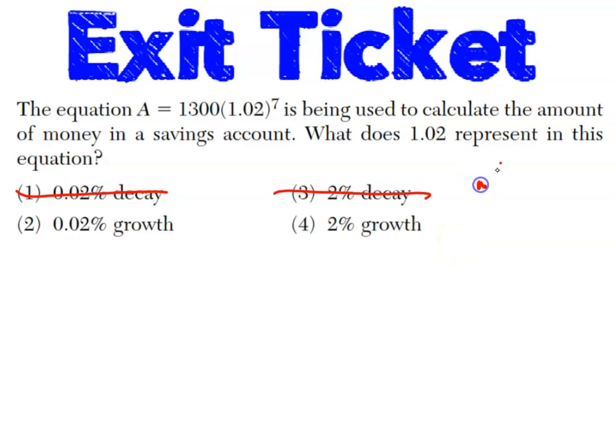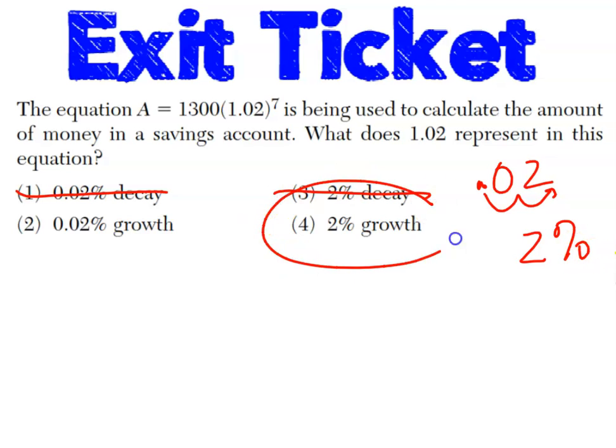Now I know the number says 0.02, but that is missing a percent sign. So if you want to put the percent sign back in, you got to move that decimal point back over. So the answer is 4, 2% growth. And that concludes the lesson on exponential function basics.